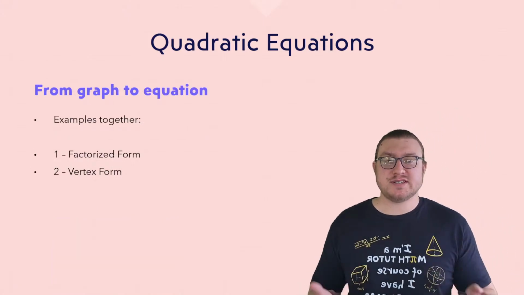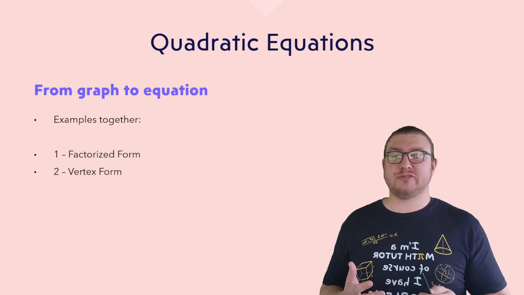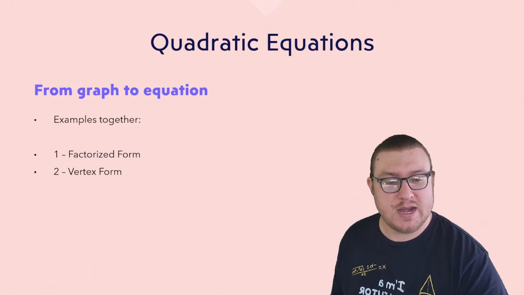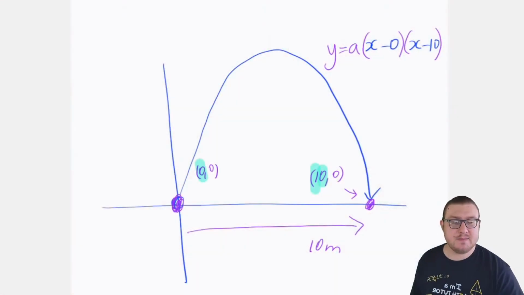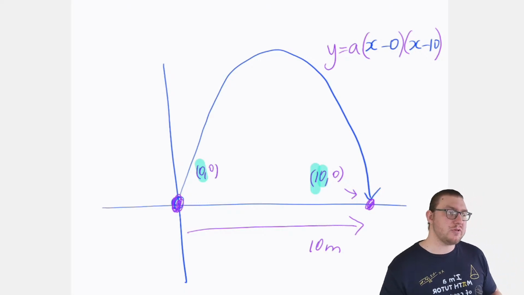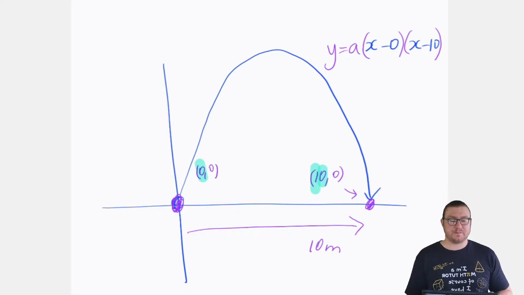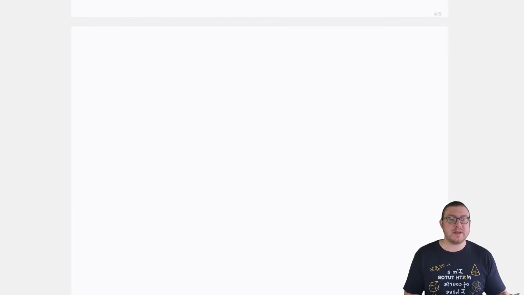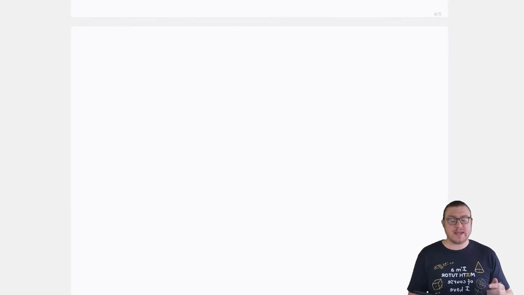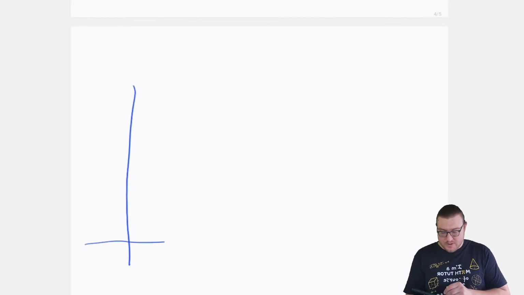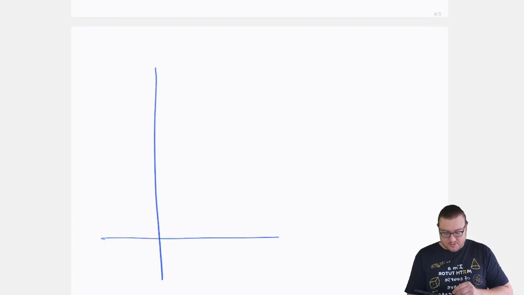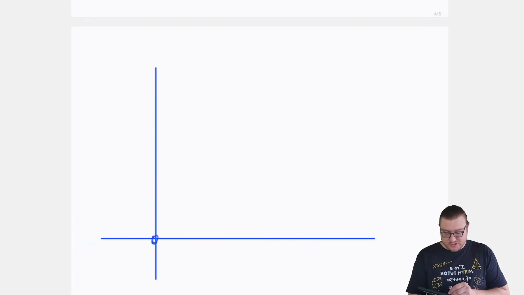Okay, we've just done one example for the factorized form, so let's now have a look at the vertex form. And we're going to be using the same example, just with a bit of different wording. So we're still going to be in PE class, still kicking a ball. And we want to make sure that we set this graph at the origin 0, 0.